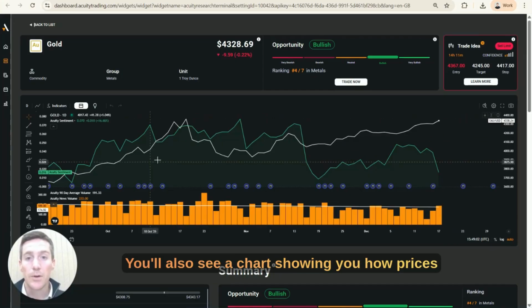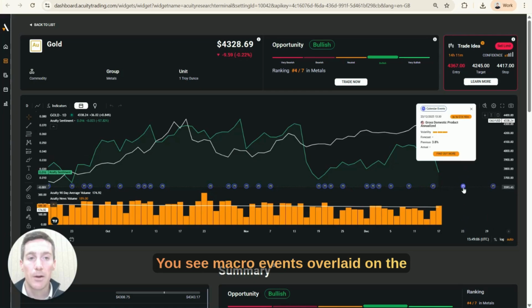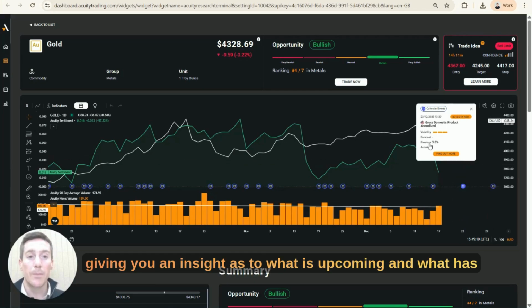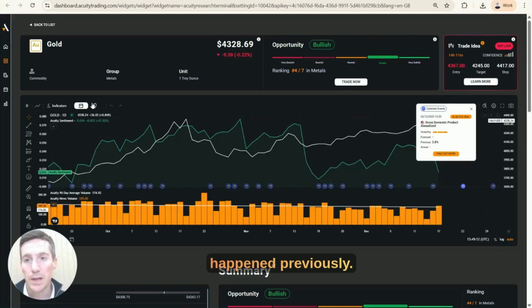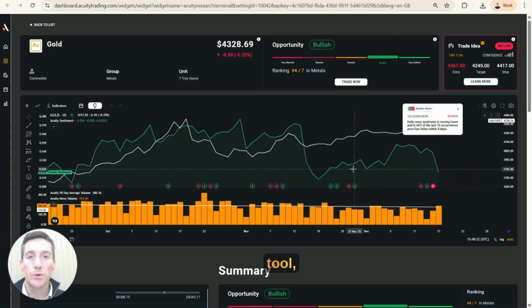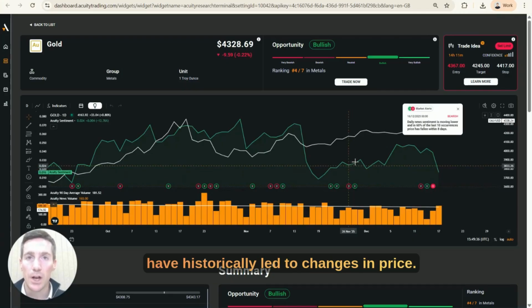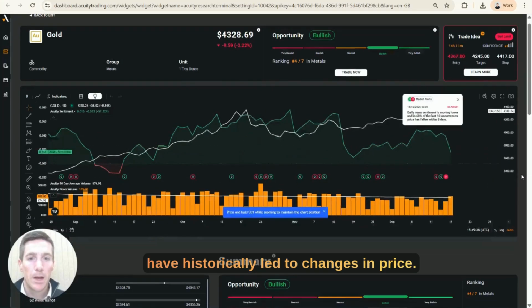You'll also see a chart showing you how prices move versus news sentiment. You can see macro events overlaid on the chart, giving you an insight as to what is upcoming and what has happened previously. You'll also be able to utilize our market alerts tool, which will show you any changes and shifts in sentiment that have historically led to changes in price.